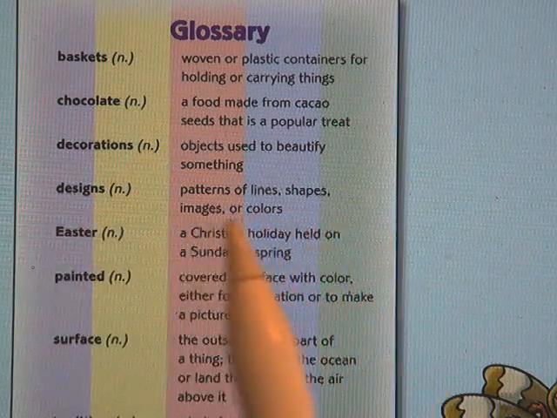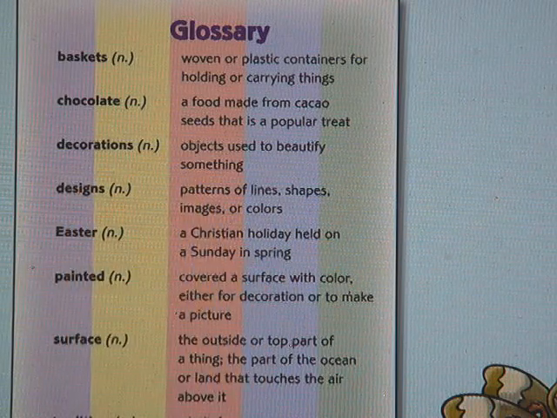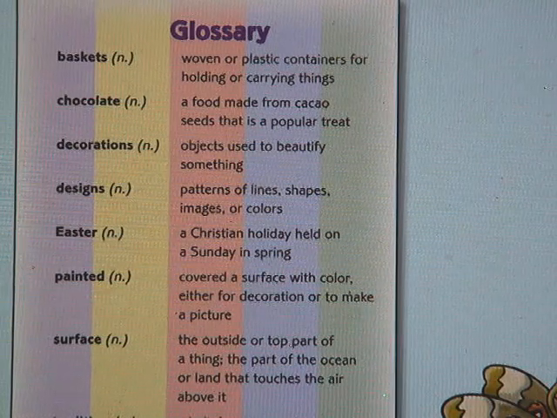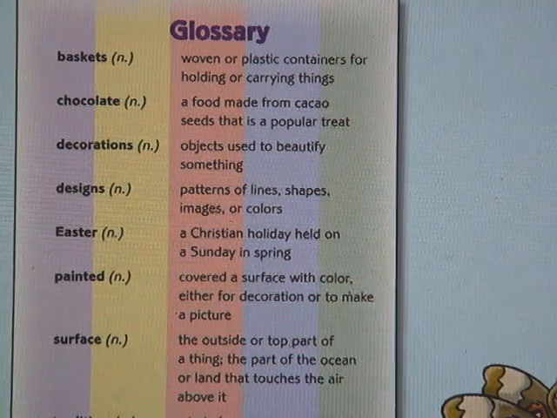Say what you predict that word might mean in this book: designs. So I think designs are used on blank during this holiday. What do you think that word would be?